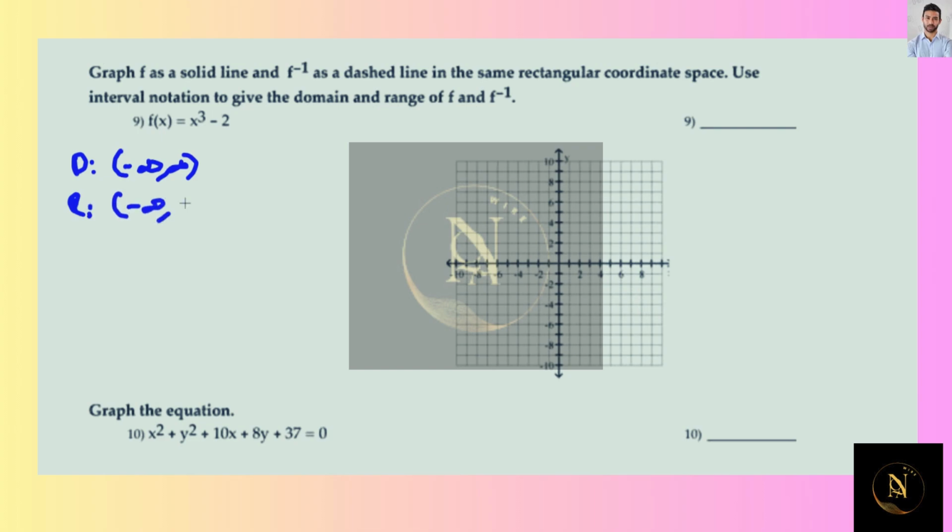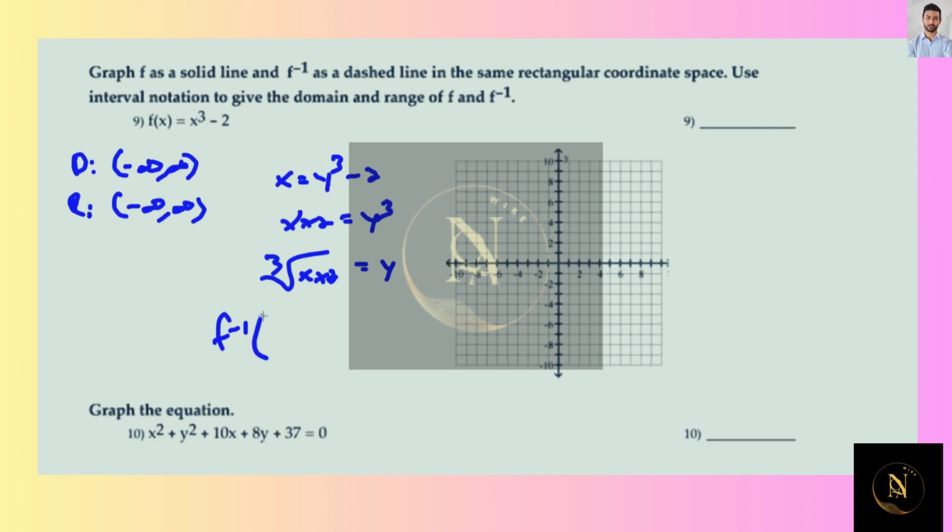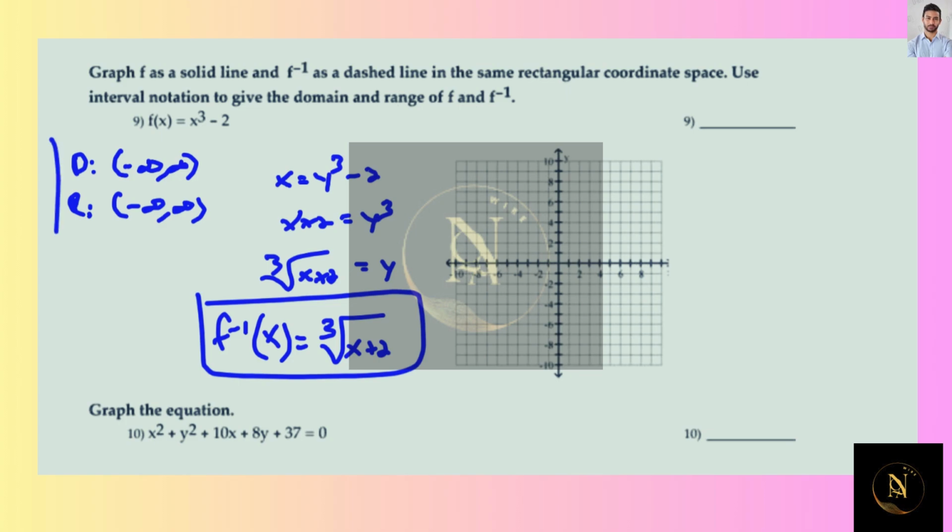all reals. And f inverse can be found by interchanging x and y, thinking of f of x as a y. So we would get x equals y cubed minus 2, add 2 to both sides, and then cube root both sides. So f inverse is the cube root of x plus 2, and it would also have the same domain and range.